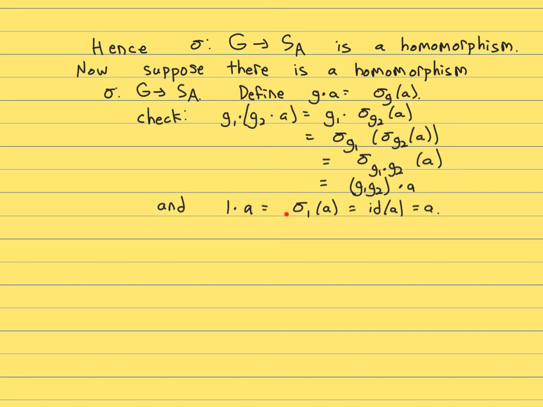Similarly, 1 dot A is just sigma sub 1 of A, and one of the properties of group homomorphisms is that the identity of the domain is sent to the identity of the codomain. And the identity function sends every element to itself. So since this was a group homomorphism, we do get this property of the action. So in fact, we do have an action of G on A.